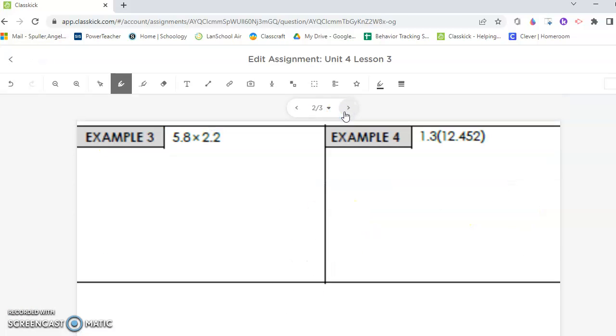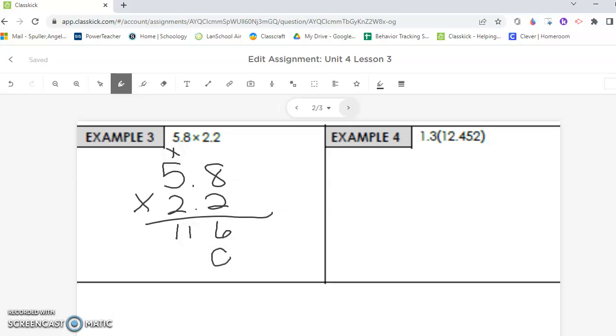Let's practice some more together because now both factors, or both numbers that we're multiplying, have numbers behind the decimal. So let's do 5.8 times 2.2. All right, so I'm going to ignore the decimals completely right now. 2 times 8 is 16, carry that 1. 2 times 5 is 10, plus 1 is 11.